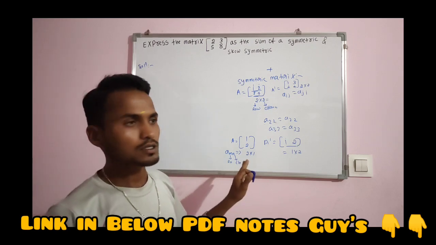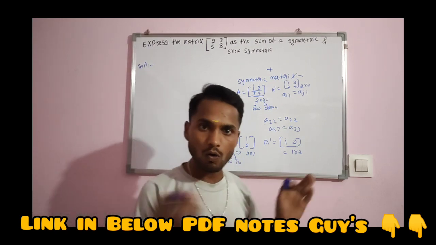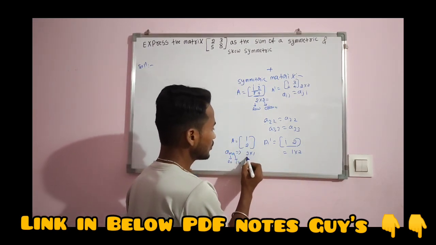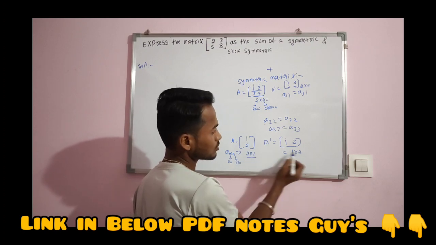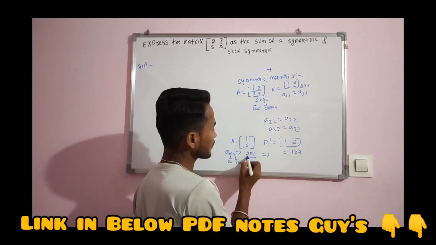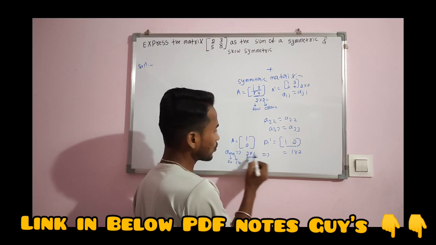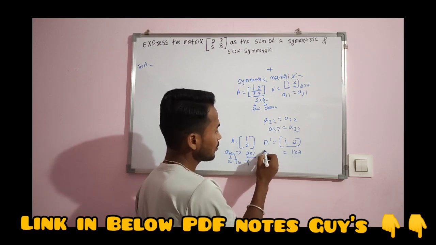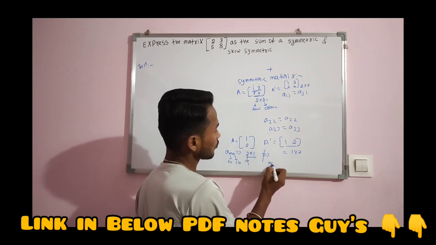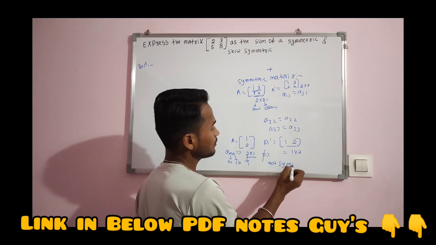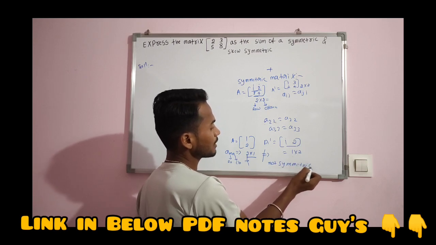Is this a symmetric matrix? No, because 2 cross 1 is not equal to 1 cross 2. The rows and columns change: the first row count is 2, and the transpose has row count 1. So this is not a symmetric matrix.